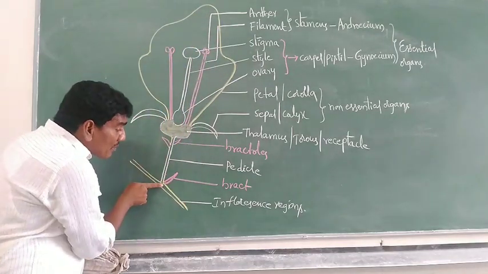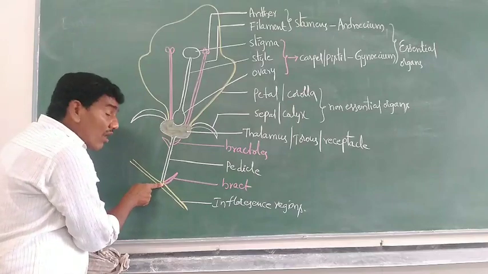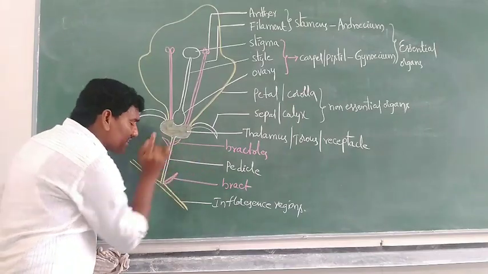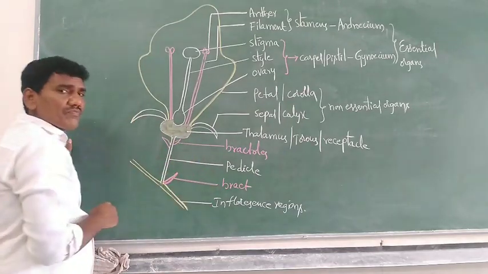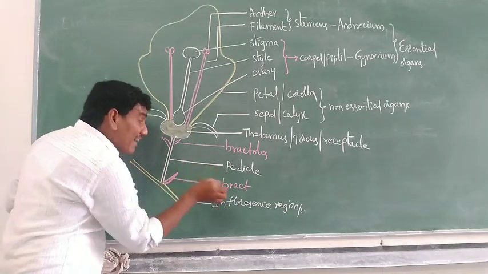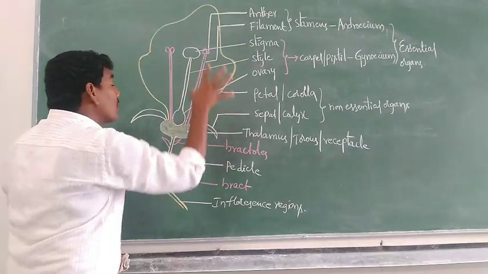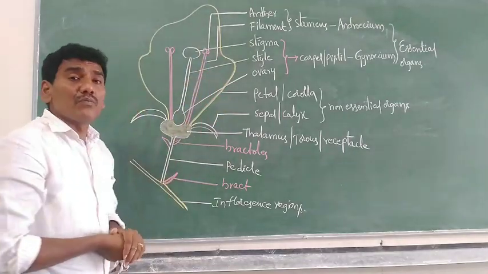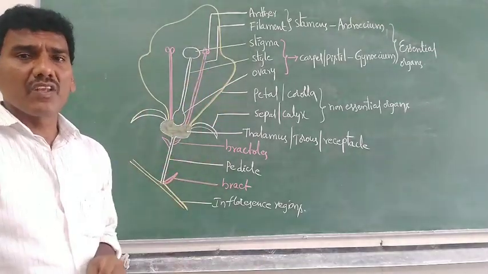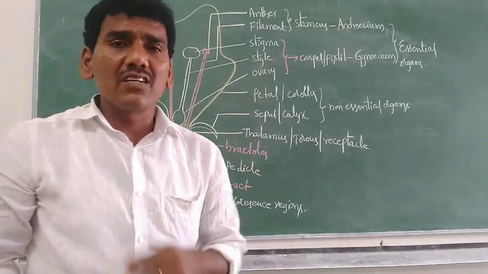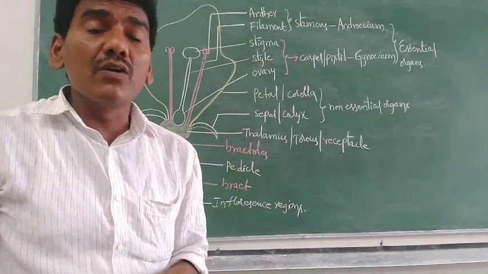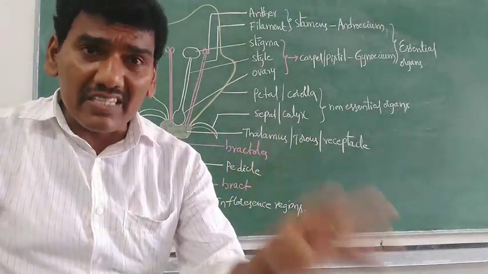Actually, at the base of the flower, a small leaf-like structure is present, that is called bract. If bract is present, the type of the flowers are called bracteate flowers. If bract is absent, the type of the flowers are called ebracteate flowers.